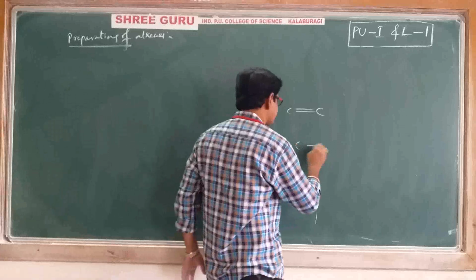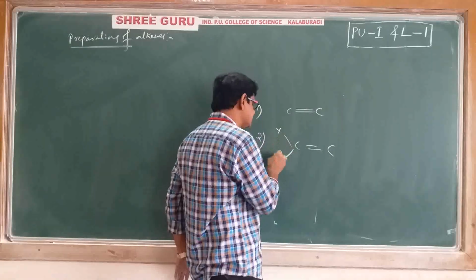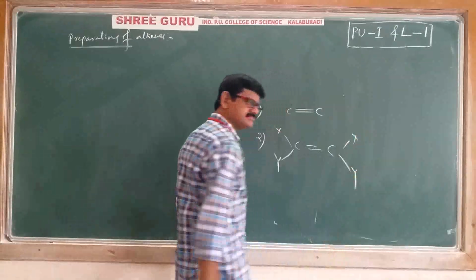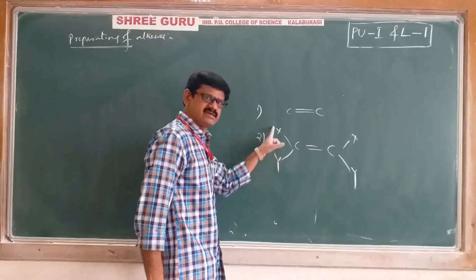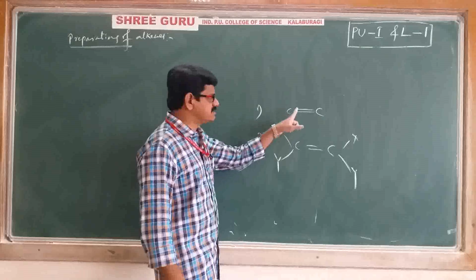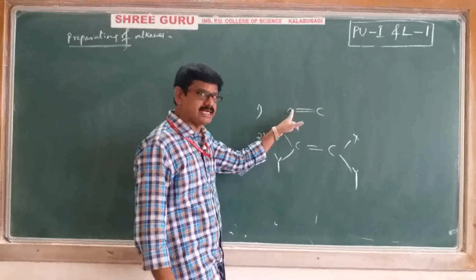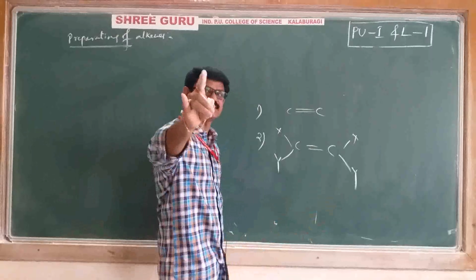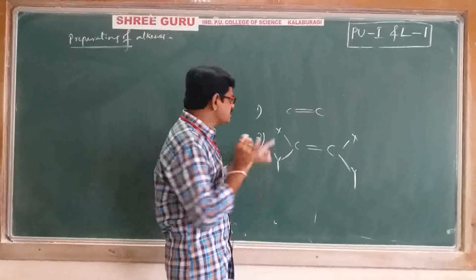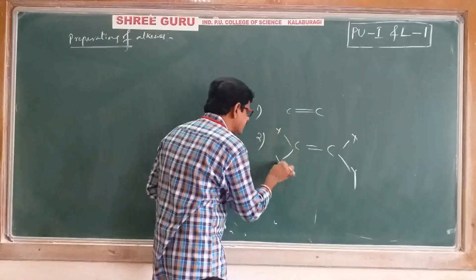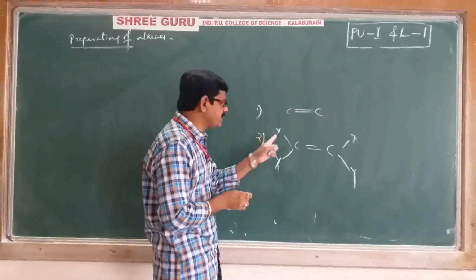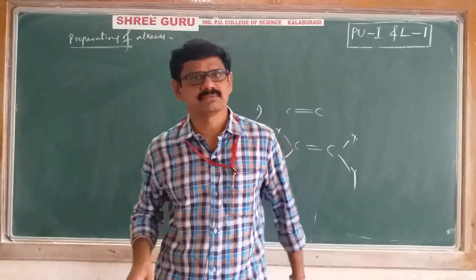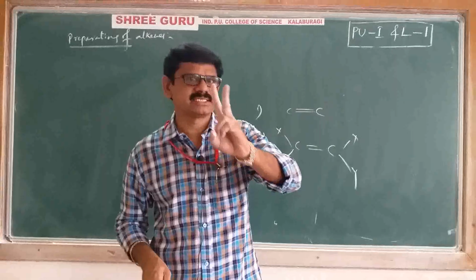Suppose if it is X, it should be Y. Different substituents, different groups should be present. Condition number 1 is that there should be a double bond. Condition number 2, both the double bonded carbon atoms must have different substituents on them. Suppose if they are the same, X and also X, or Y, there is no more geometrical isomerism. We have two conditions for geometrical isomerism.